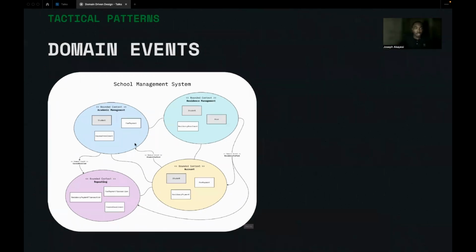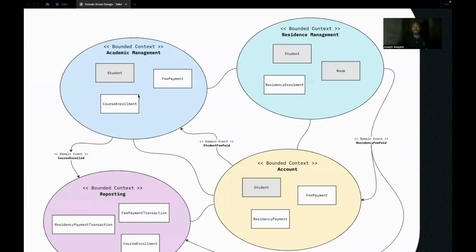And so, for example, when within our academic management bounded context a student enrolls for a course, we can say that a course has been enrolled, which is a domain event. Something occurred within that subdomain of academic management system. Or when a student registers for a room within a residency management, you can say a residency enrollment has occurred. It is an event that has occurred within that bounded context.